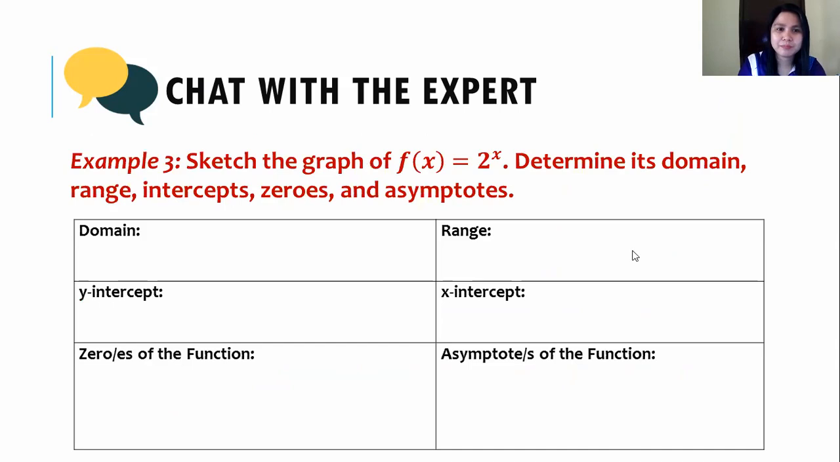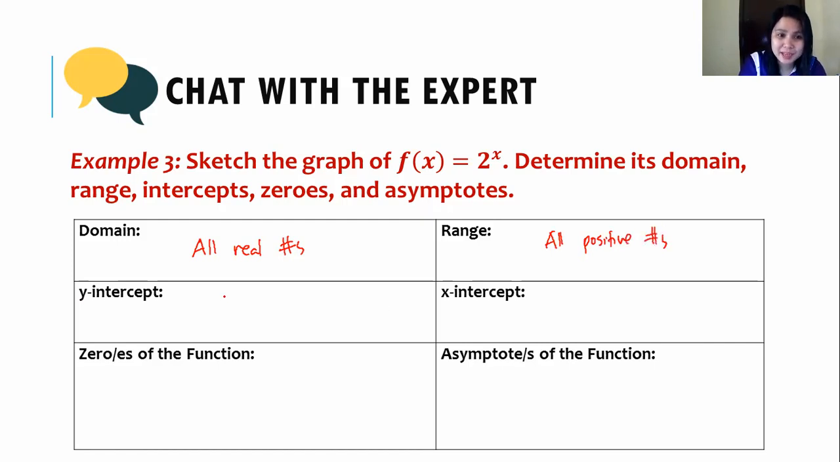The first one, we need to sketch the graph of f of x equals 2 to the power of x and determine its domain, range, intercepts, zeros, and asymptotes. So let's start. What's the domain? The domain will be all real numbers. What's the range? All positive numbers.